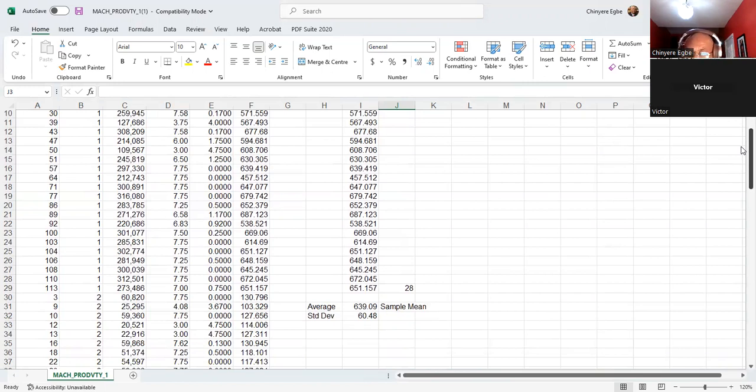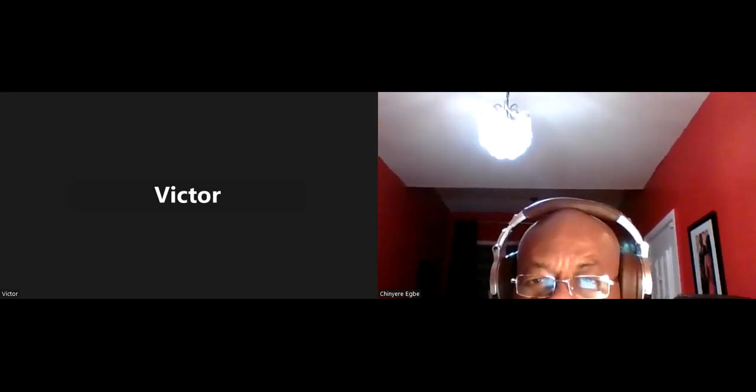So I'm going to take this, the 639.09, and the sample standard deviation is 60.48. The sample size is 28, which is a small sample size. So you've got to get the standard error now, right? We already have the standard deviation, but that is not the standard error. Yes, exactly. So now let's go back. We have the numbers down. Write them down. I'm going to stop share and pull up these PowerPoint slides again, and continue from there.